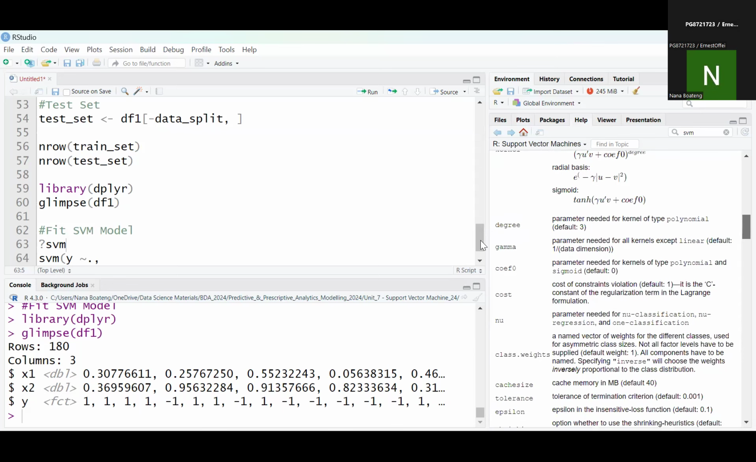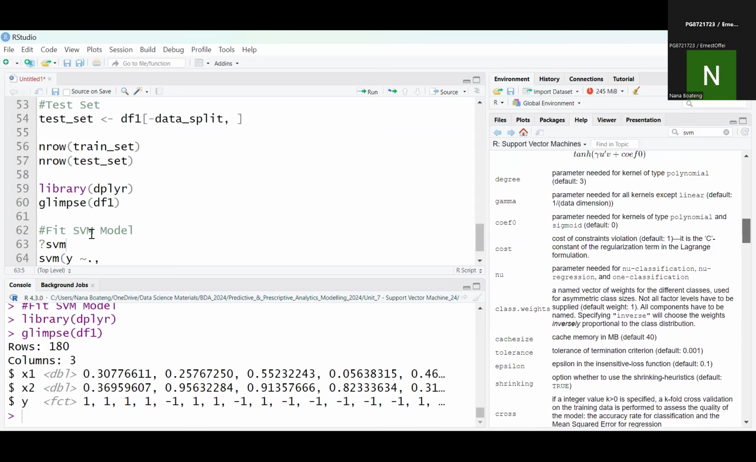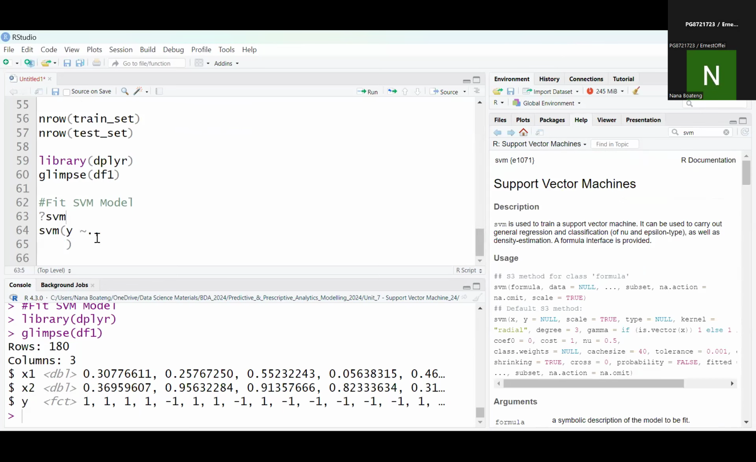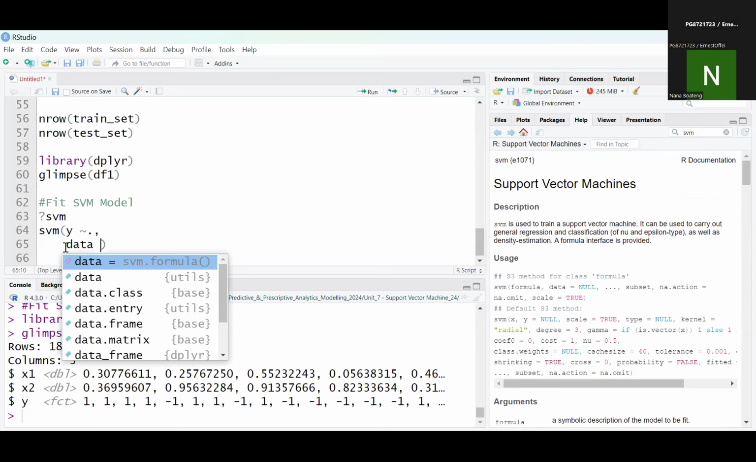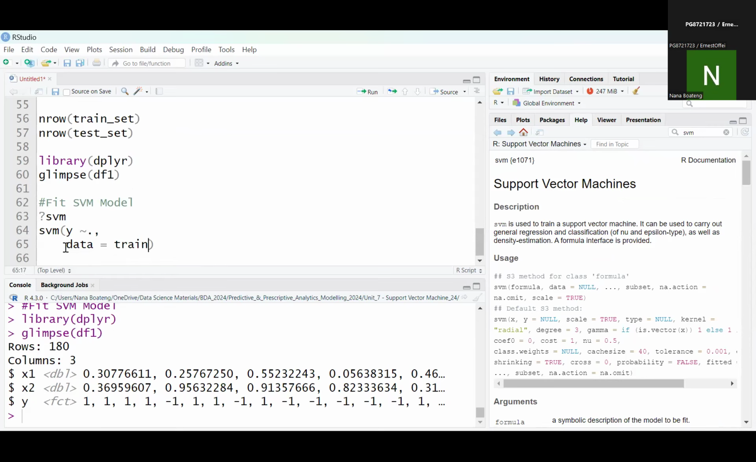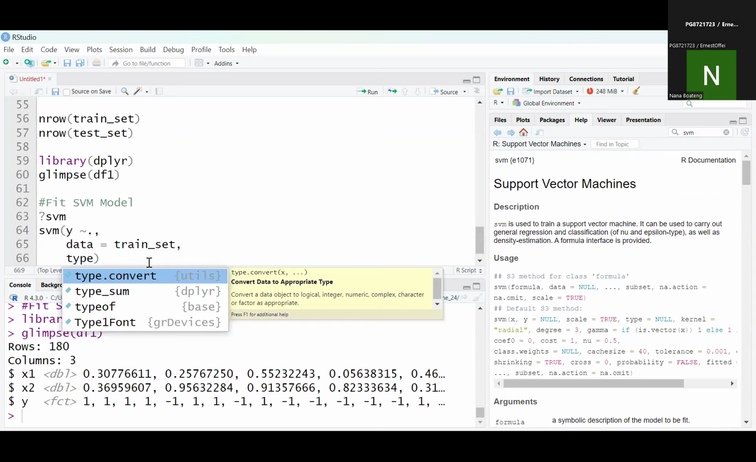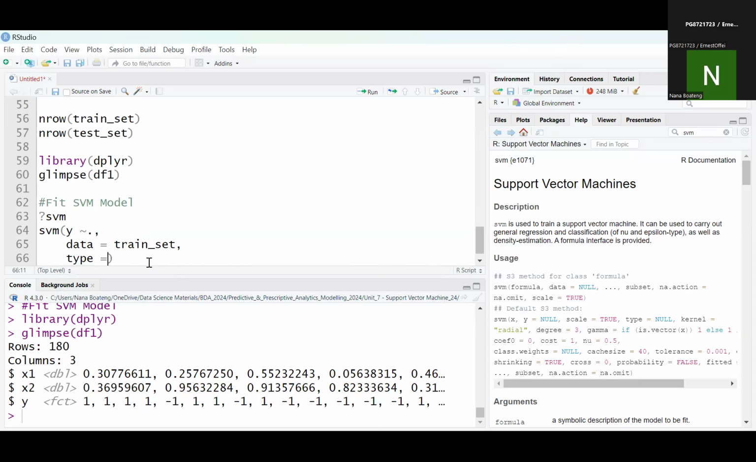So we have specified the formula. Let's look at the data. For the data, we are taking our train set, which we use to train the model. And then we have the type. We want to classify Y, so for SVM, we call it C classification.